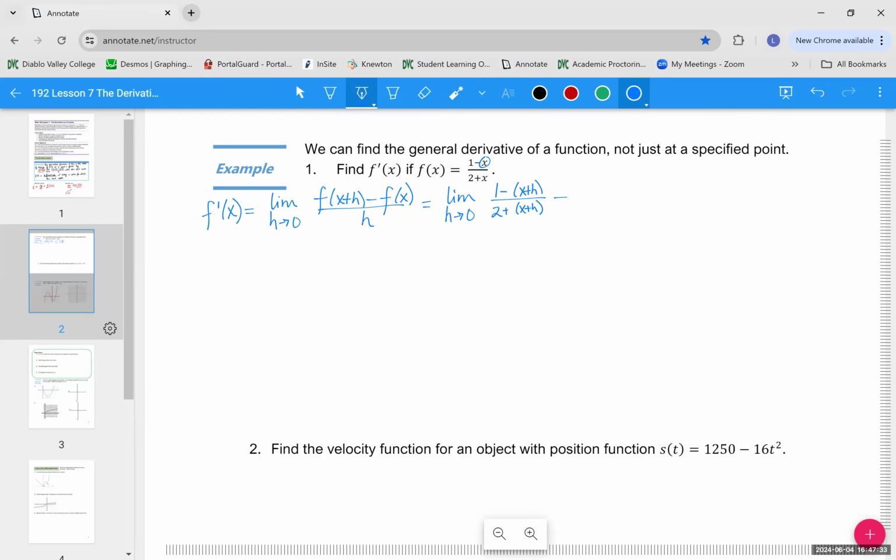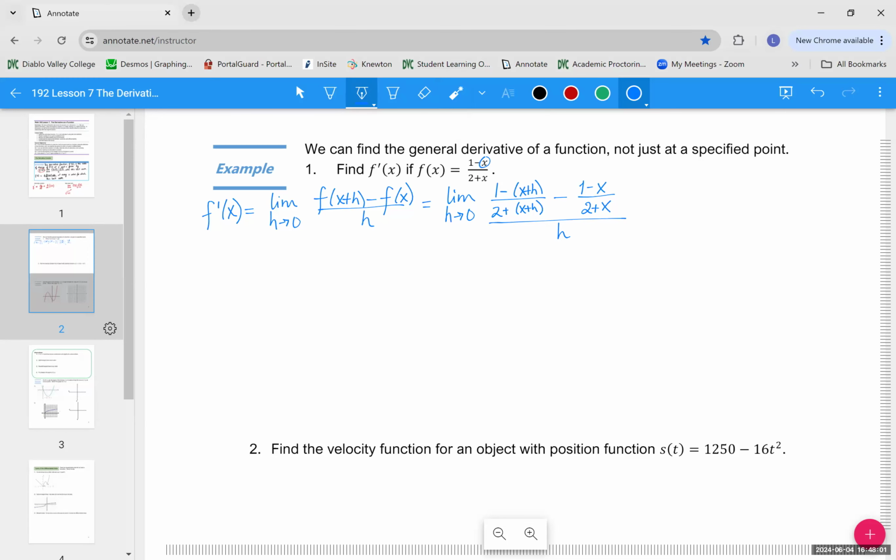Minus f of x. Well, f of x is just this equation. f of x equals this thing here, so 1 minus x over 2 plus x. And that whole thing is over h. So you might recall me saying in a video from lesson 6 that you have to be able to deal with complex fractions in these problems. You have to be able to simplify this.